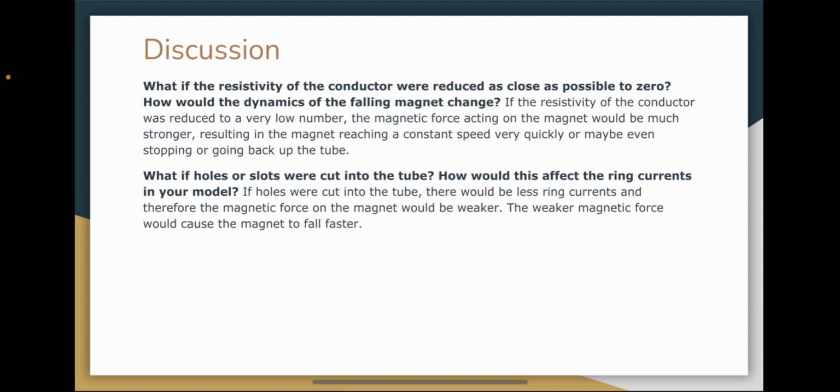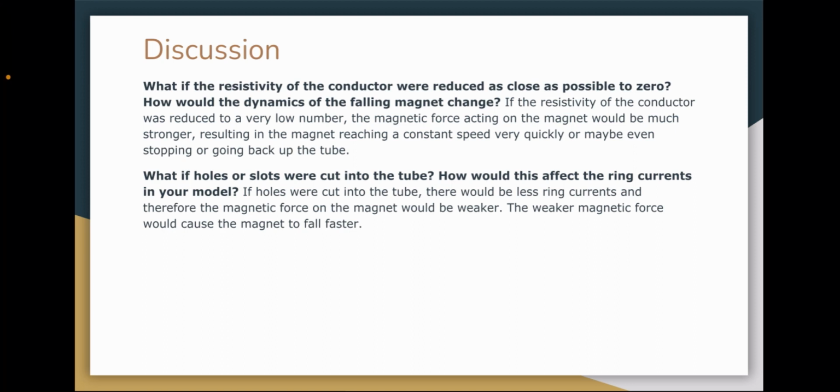For our discussion questions, the first one asks, what if the resistivity of the conductor were reduced to as close as possible to 0? If this happened, the magnetic force acting on the magnet would be much stronger, resulting in the magnet reaching a constant speed very quickly, or maybe even stopping or going back up the tube.